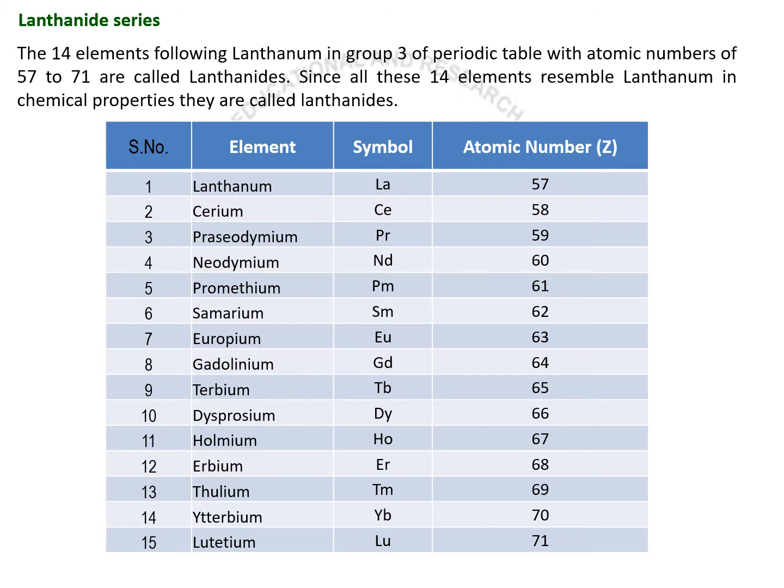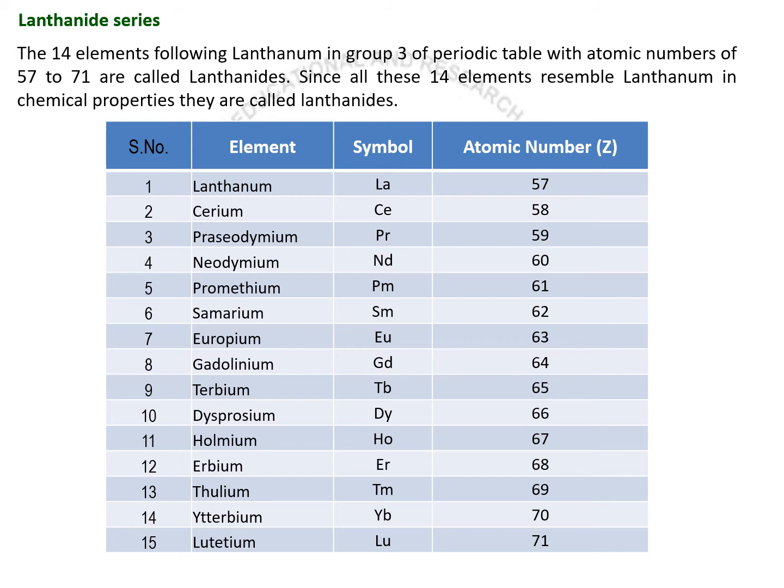The 14 elements following lanthanum in group 3 of the periodic table with atomic numbers of 57 to 71 are listed in the table. From lanthanum to lutetium, overall there are 15 elements in the first F block series. Since all these 14 elements resemble lanthanum in chemical properties, they are called lanthanides.